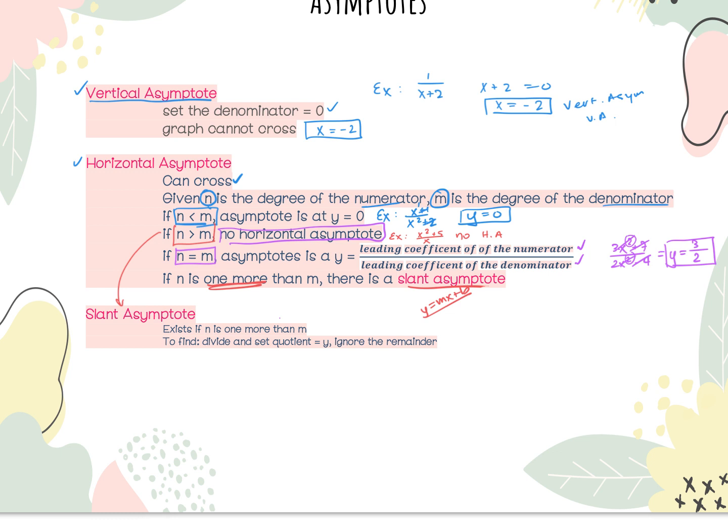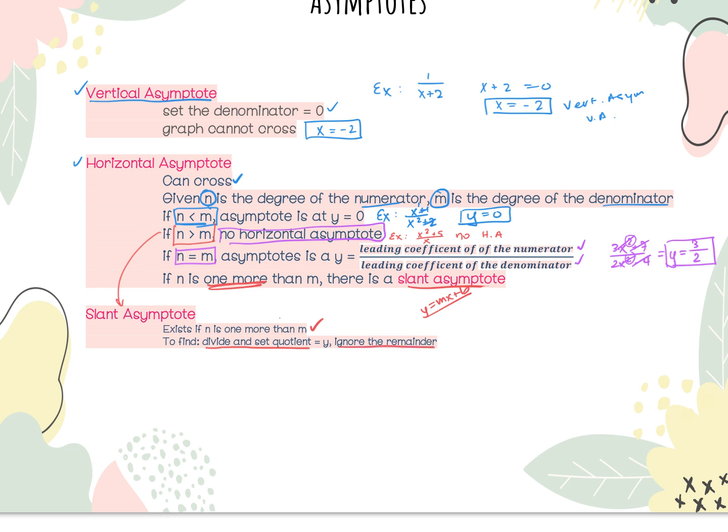And so I'm going to show you how to identify these. The slant asymptote exists if n is 1 more than m, and to find it, you're going to divide the two polynomials. I'm going to show you how to do it, and you're going to ignore the remainder. So what does that mean?